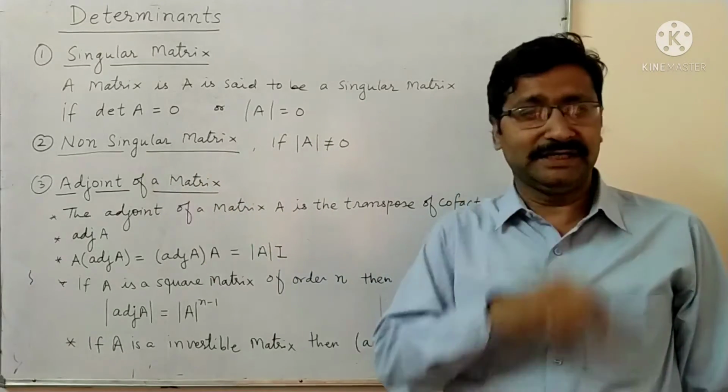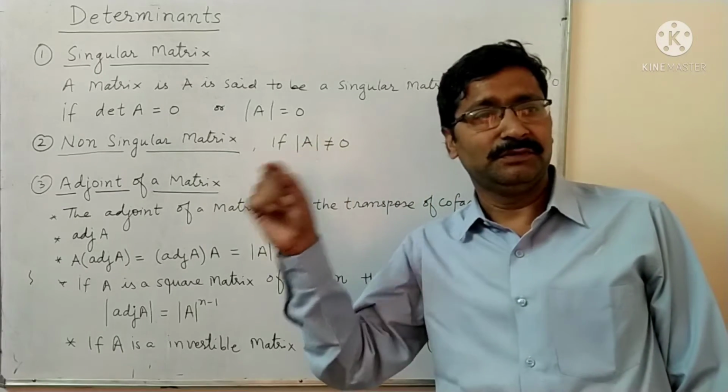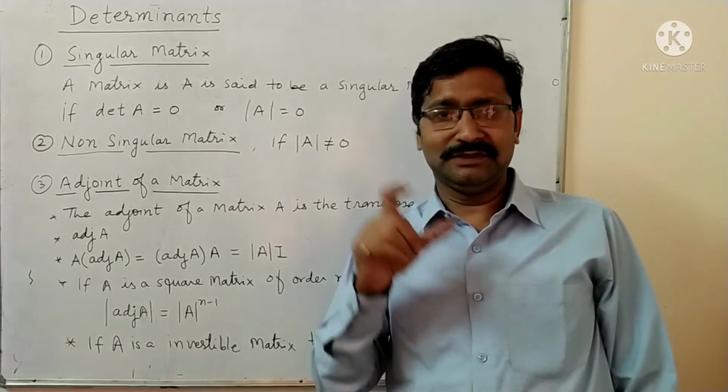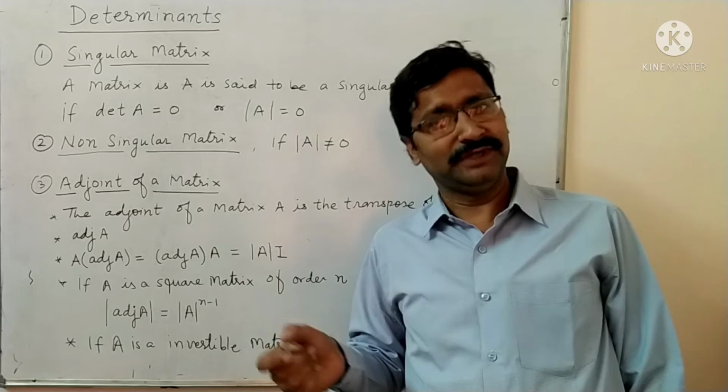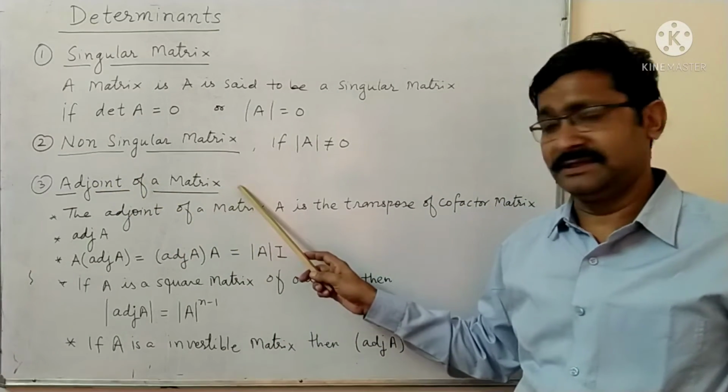Understand this? In a matrix, anywhere you have k, and it is said to find the value of k for which this matrix is singular, you will change it to the determinant and find the value of k. Next is the adjoint of a matrix.